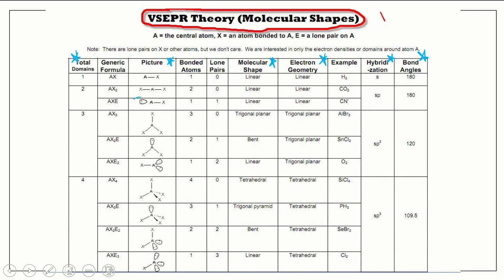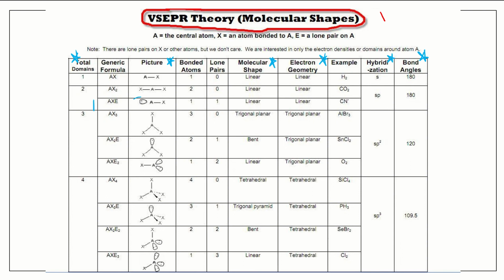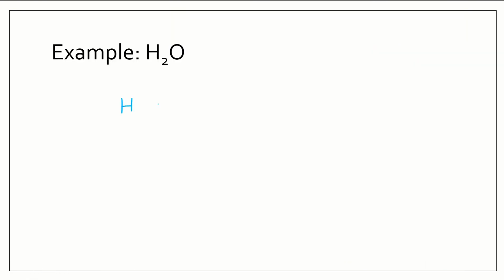So let's just go ahead and do some examples. So the first example is H2O. So the first thing we need to do is draw the Lewis structure for H2O. I know that a lot of you know how to do this, so I'm going to skip those steps again. So it's going to be H-O-H with 2 lone pairs.